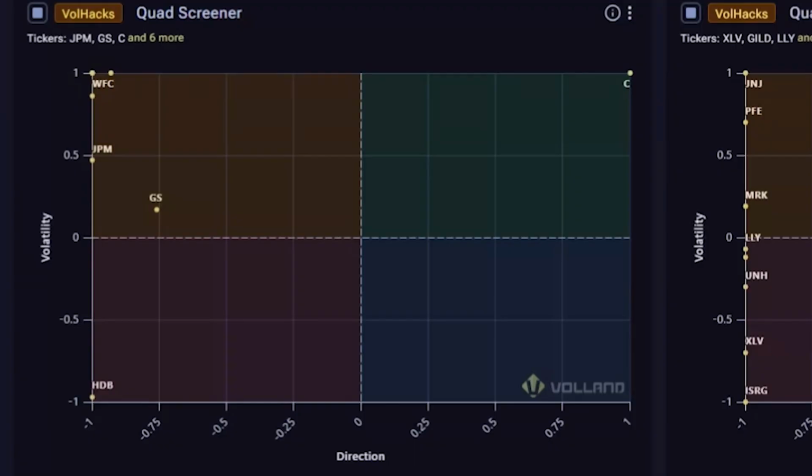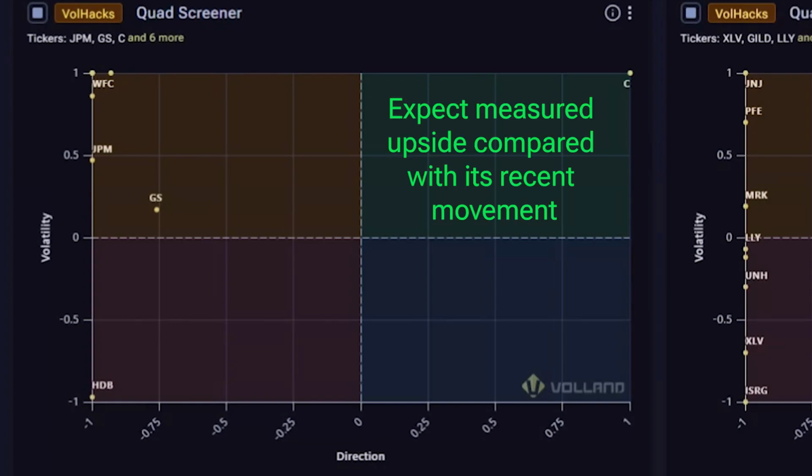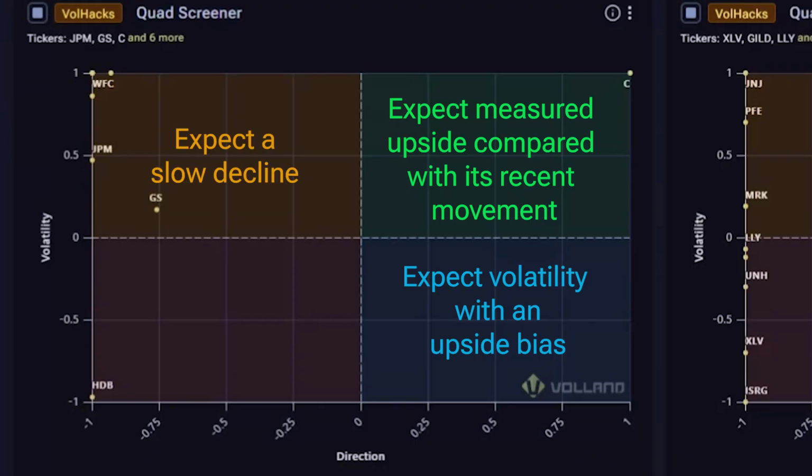With the averages being the lines in the middle, this cuts the box into 4 quadrants. The green quadrant means to expect measured upside compared with its recent movement, making it the most bullish quadrant. The blue quadrant means to expect volatility with an upside bias. While that could result in a breakout to the upside, it more readily means scary upside bias trading from customers buying calls. The orange quadrant means to expect a slow decline, while the red quadrant means to expect a more rapid volatile decline, making it the most bearish quadrant.